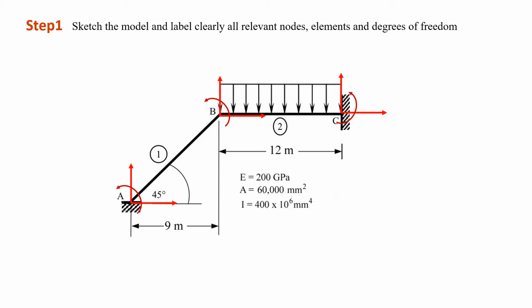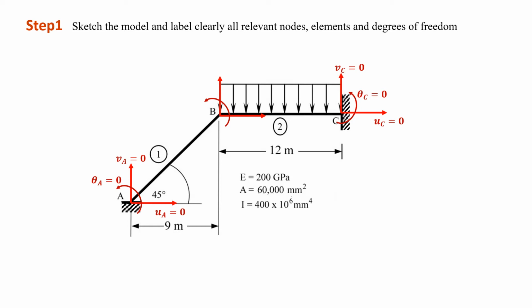Let's have a look at point A. Point A is fixed to the wall, meaning that it can't move in X direction, it can't move in Y direction, and at the same time, it cannot rotate. Therefore, UA equal to 0, VA equal to 0, and theta A is equal to 0. Similarly, at point C, as it is fixed to the wall, thus all the elements are equal to 0. UC equal to 0, VC equal to 0, and theta C equal to 0.